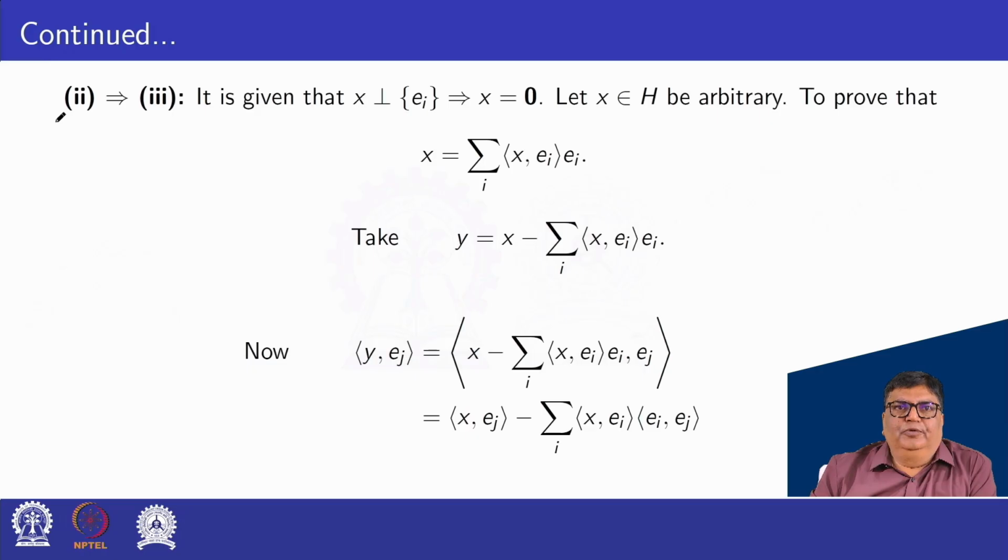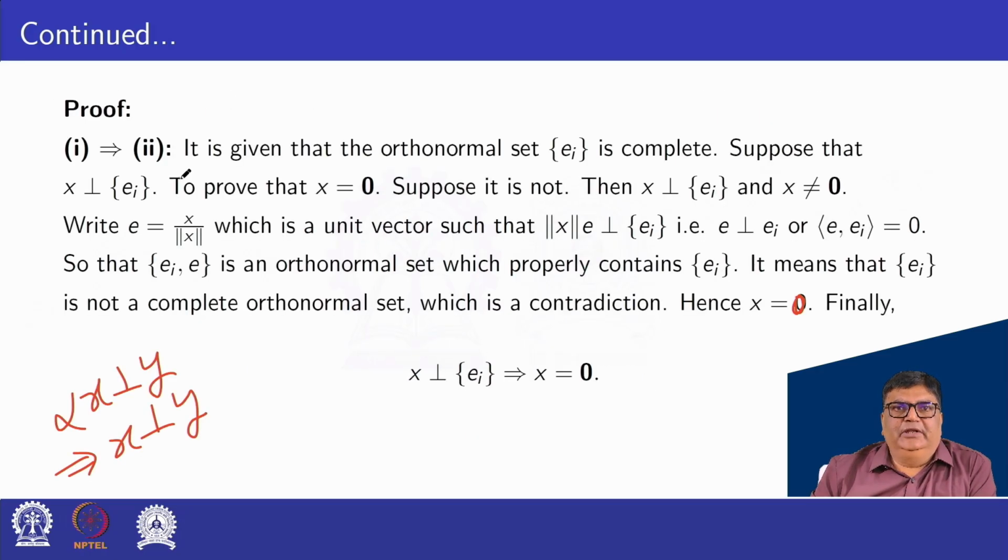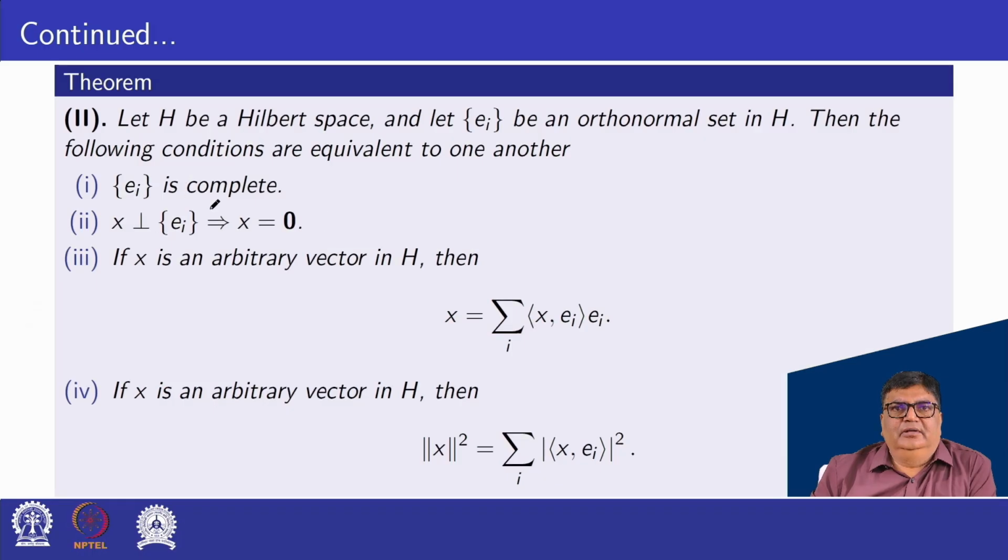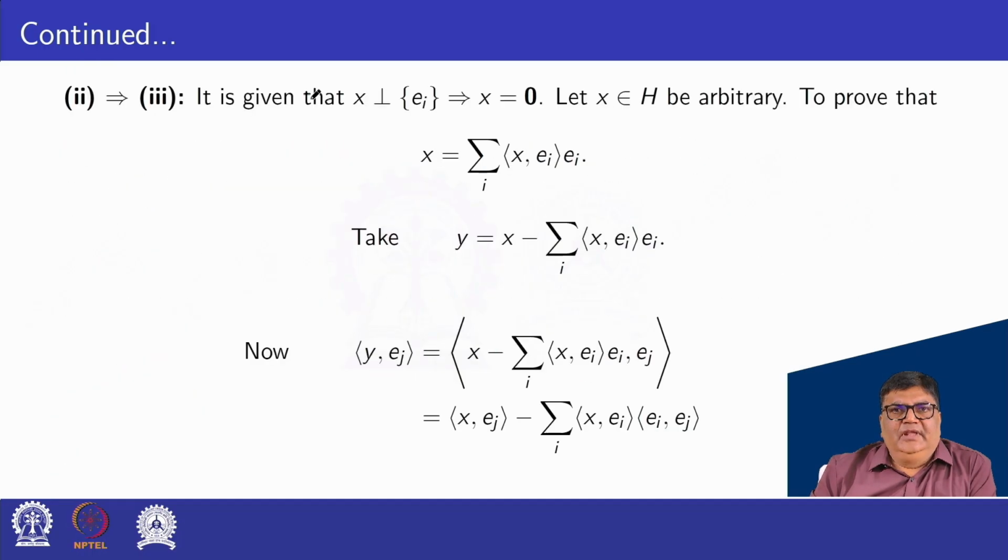Now, to prove from second to third. Suppose second is given, we have to prove third. It is given that x is perpendicular to the set EI. This implies that x is equal to 0.